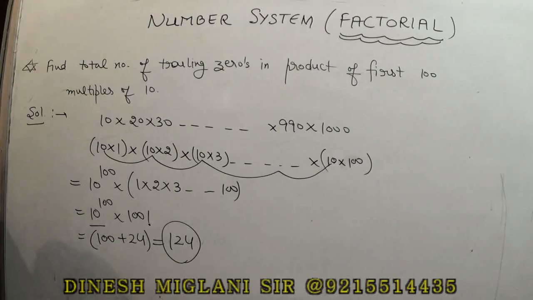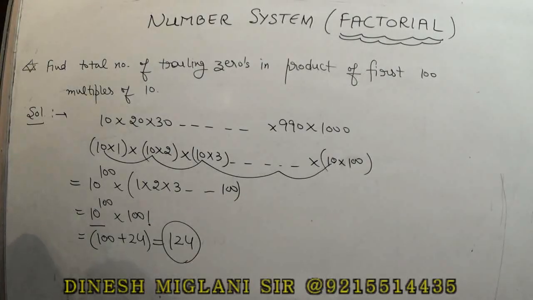It is given that in the first 100 multiples of 10, we have to find the total number of trailing zeros. So I can say 10 into 20 into 30 up to 1000. Now I will make the pairs. I can say 10 into 10 into 10 for 100 times, which gives me 10 raised to power 100. Then I have 1 into 2 into 3 up to 100.